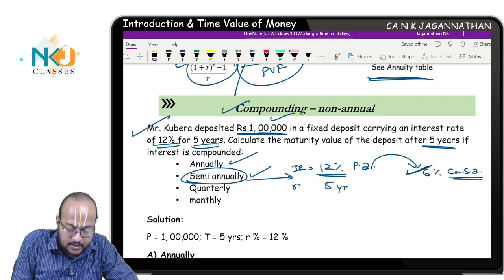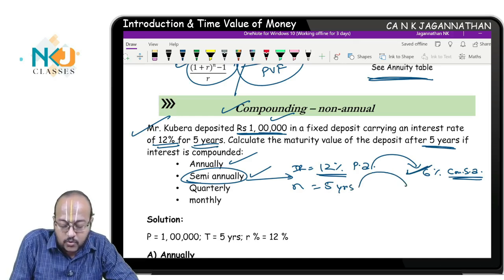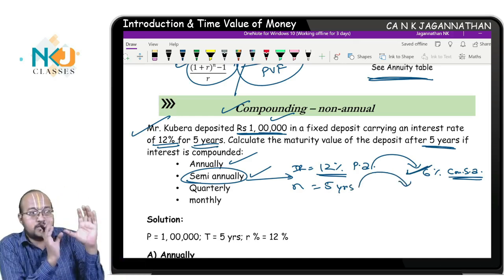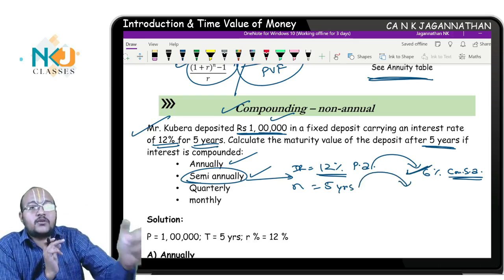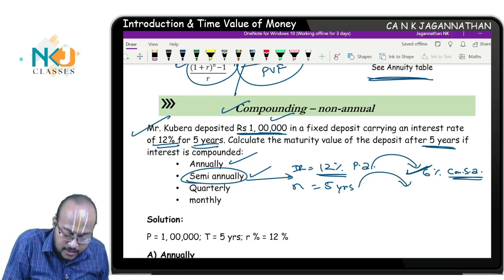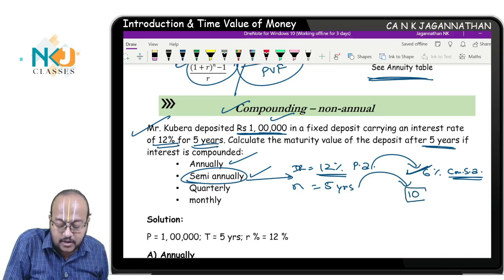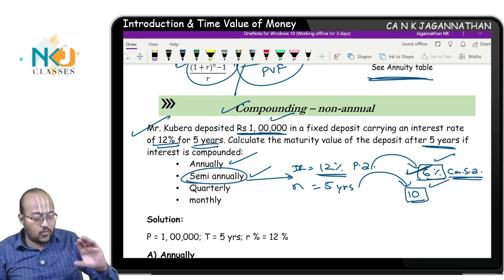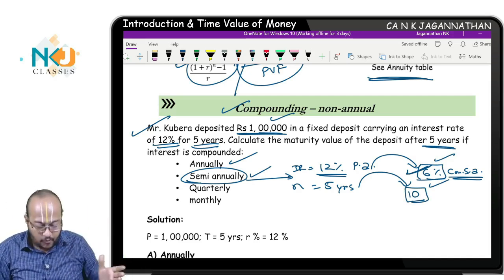Then there is one more data: n is equal to 5 years in the question. Now you need to convert it to semi-annual periods. In the 5 years, how many semi-annual periods are there? 10 semi-annual periods, which means n will be taken as 10. Are you all understanding? R will be taken as 6, n will be taken as 10, and the amount is the same, 1 lakh rupees, and then you will compound. You will get the answer.